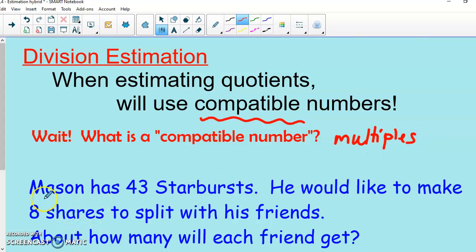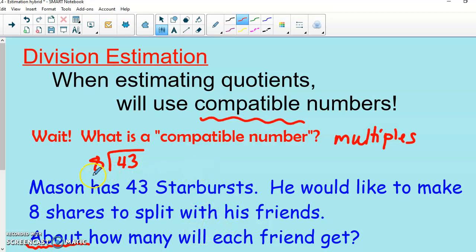So in this problem, let's look at this. It says Mason has 43 starbursts. He would like to make 8 shares to split with his friends. About how many will each friend get? Well, if I were to write this like this, 43 divided by 8, that would be me finding the actual answer. But if I reread this question, it says about. And we learned that when we see the word about, we need to estimate. We do not need to find the actual answer. And so if I have 43 starbursts, or Mason does, and he wants to share them equally with 8 friends, we need to figure out how many he could do.